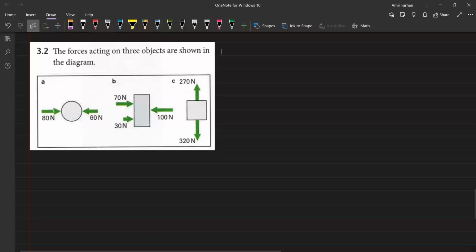80 minus 60, because you can see both the forces are in opposite direction. This force is going in this direction, this is going in this direction. So this is the greater force, this is the smaller force. So obviously 80 minus 60 will be subtracted in the opposite direction. Next one is 0 Newton because equal forces are being applied on both sides. Very good, absolutely. So 80 minus 60 will be equal to 20 Newton.